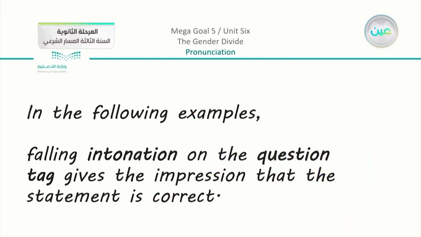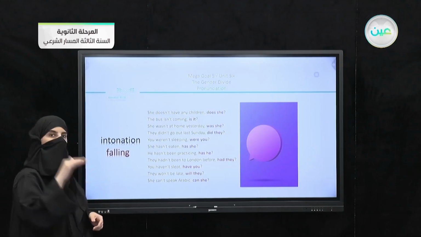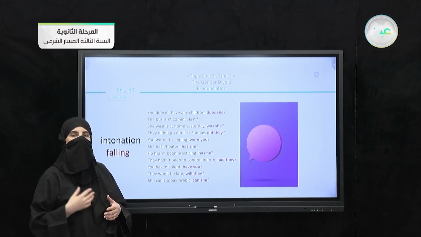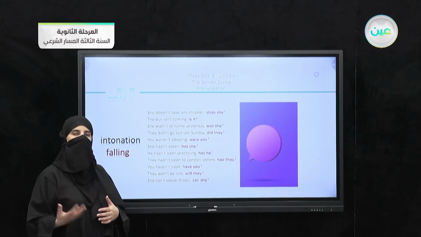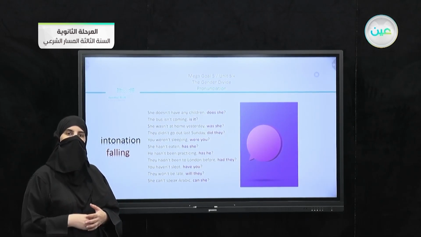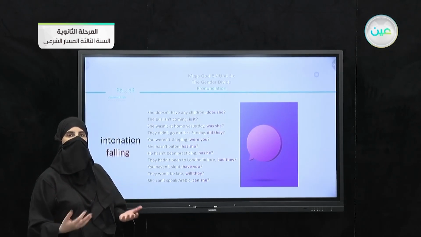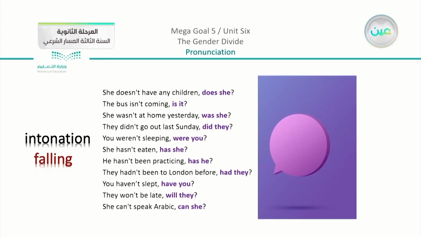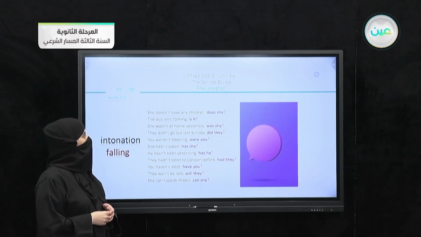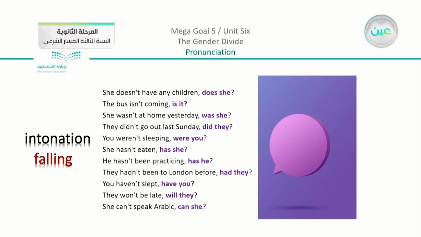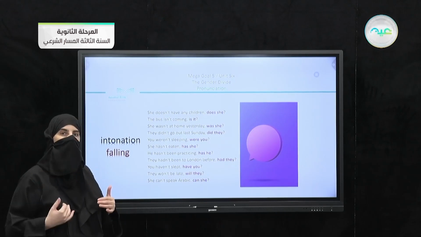In the following examples, falling intonation on the question tag gives the impression that the statement is correct. So when I have a falling intonation, I am actually sure of the answer, but I'm just making sure that it is correct. It's like confirming a part that I am already familiar with. She doesn't have any children, does she? The bus isn't coming, is it? Sorry. We also have, she wasn't at home yesterday, was she? So just focus on the tone.